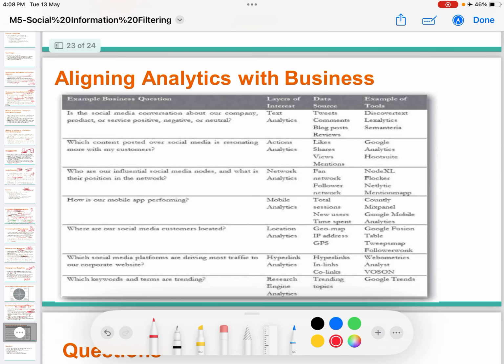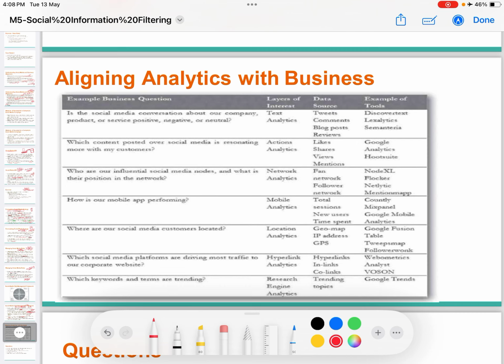Next is aligning analytics with business. There are some questions: which layer do they align with, and how do you understand that? We'll see that. Is the social media conversation about a company, product, or service positive, negative, or neutral? How do you understand that?